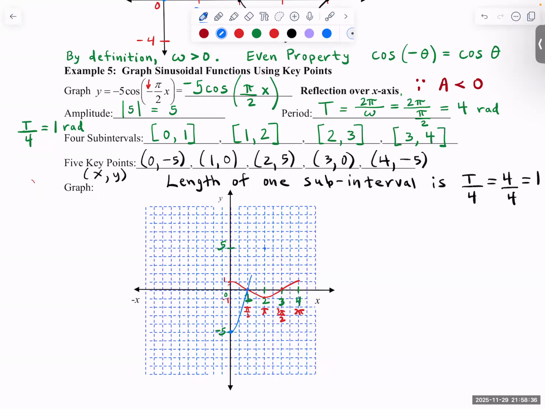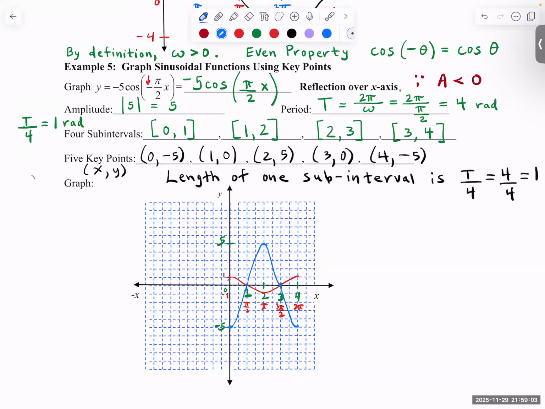The graph will increase, rise, and rise, and then there will be a turning point and a local max at 3. As the graph continues symmetrically, 3 radians is a function value of 0. And then at 4 radians, we're back to a function value of -5. And there's a sketch of the function. From 0 to 4 radians, the length of one cycle.